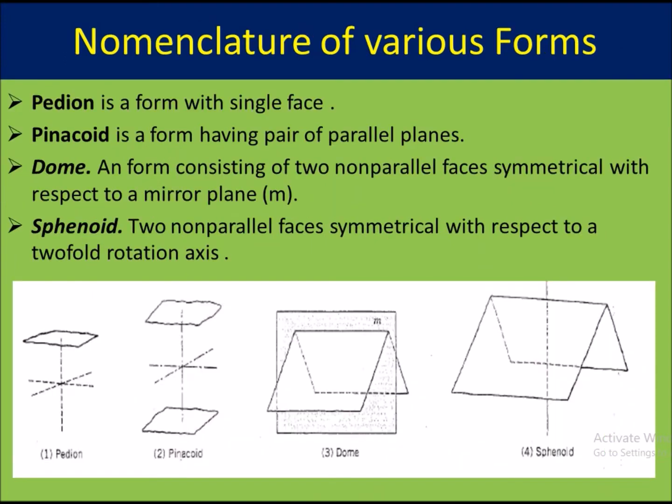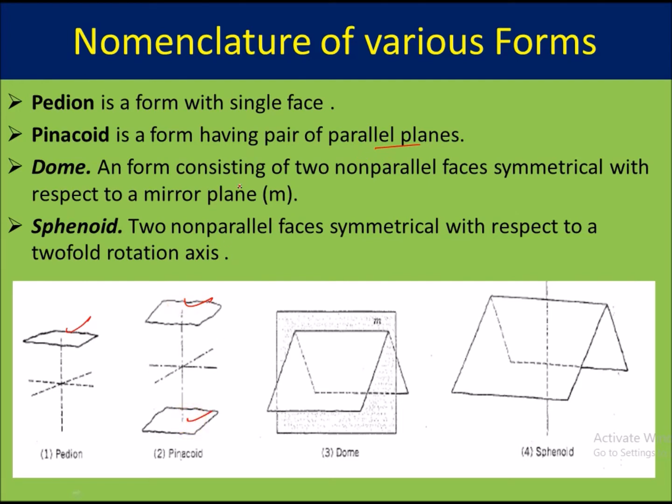Now I would like to show you some forms and how these forms are named in crystallography. The simplest one is pedion, that is a single-face form. Then pinacoid, this is a form having a pair of parallel planes. You can see here parallel planes, so this is known as pinacoid.